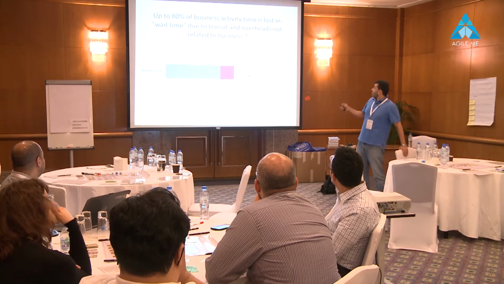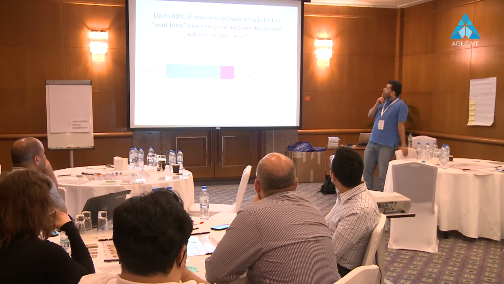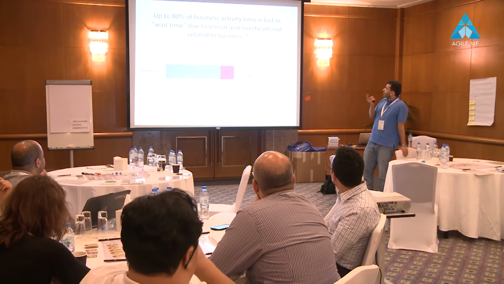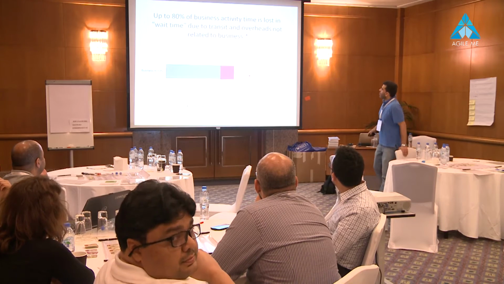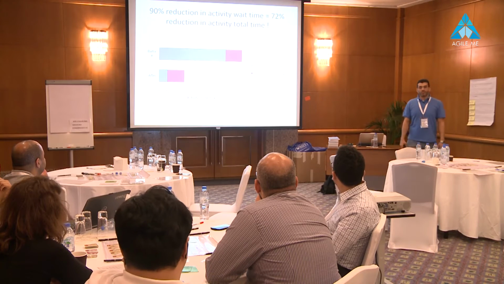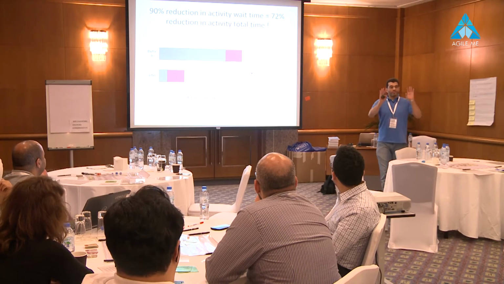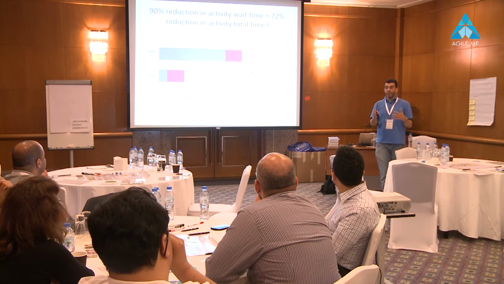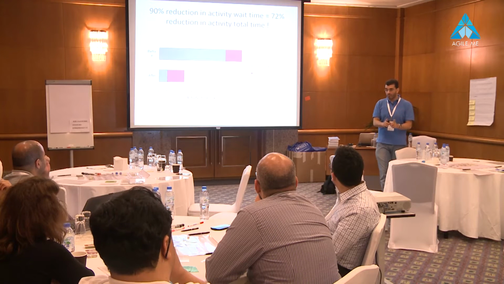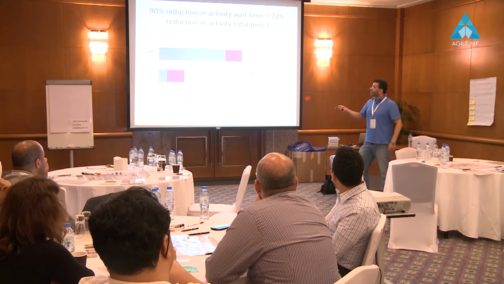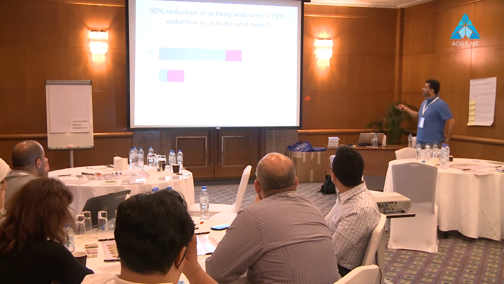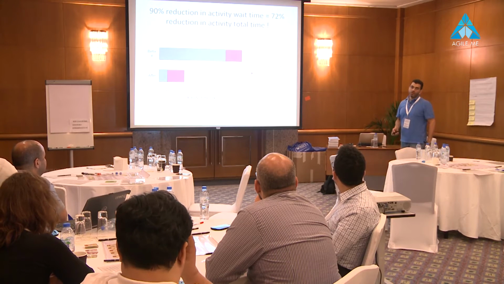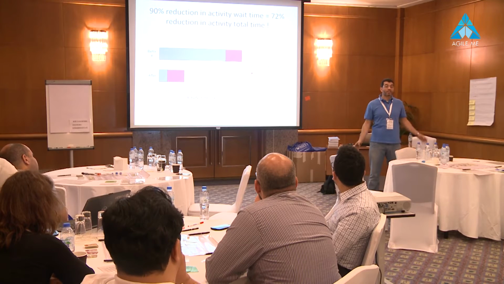So what we can think about is that, you know what, if wait time is taking about 80% of the process time, what if we concentrate on reducing wait time? Just do the activity as is. Nothing changed in the way of doing work. If we just managed to reduce the wait time, we'll improve dramatically. A 90% reduction in wait time amounts to a 72% reduction in total activity time. So the overall process efficiency rises.